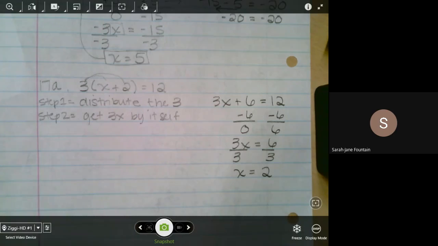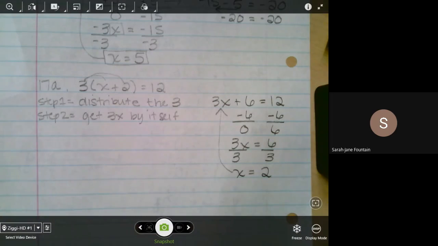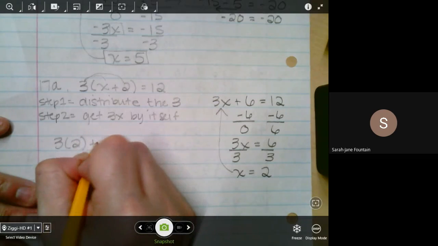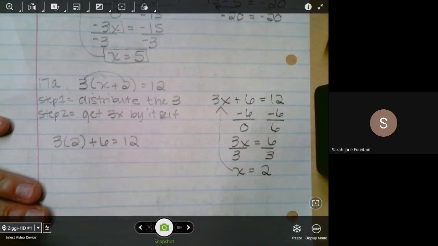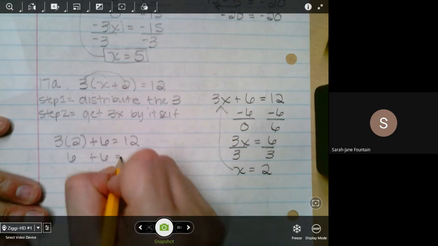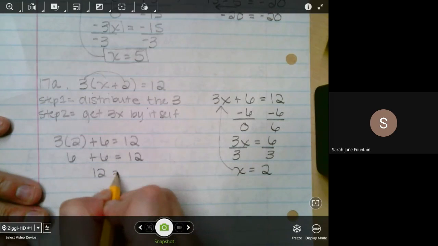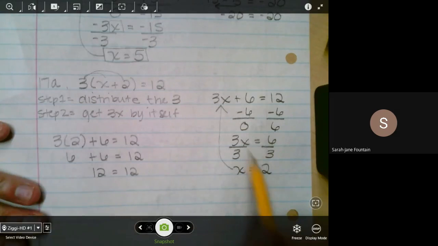How am I going to check my answer? Well, I'm going to take that x, and I'm going to plug it in right there. So I have 3 times 2 plus 6 equals 12. What's 2 times 3? 6 plus 6 is equal to 12. Does 6 plus 6 equal 12? It does, which tells me that I did this part right.